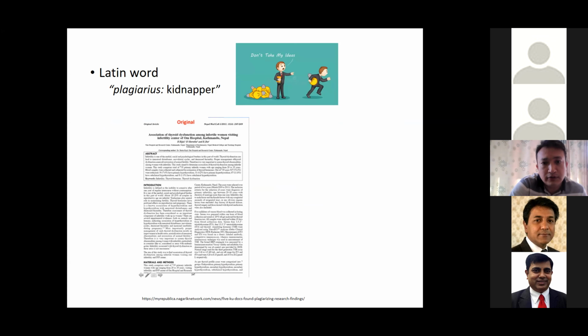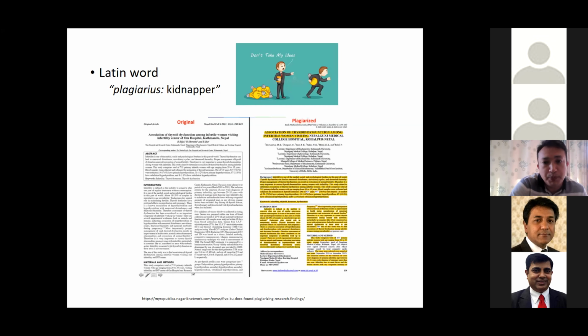So this is an example of plagiarism which was reported in one of the newspapers. The original article was published in Nepal Medical College Journal about lipid dysfunction among infertile women in one of the hospitals in Kathmandu, and it was completely copied by other authors and published in another journal, Bali Medical Journal. So you can see in the yellow highlights how much percentage of the previously written article has been copied and published in other authors' names.